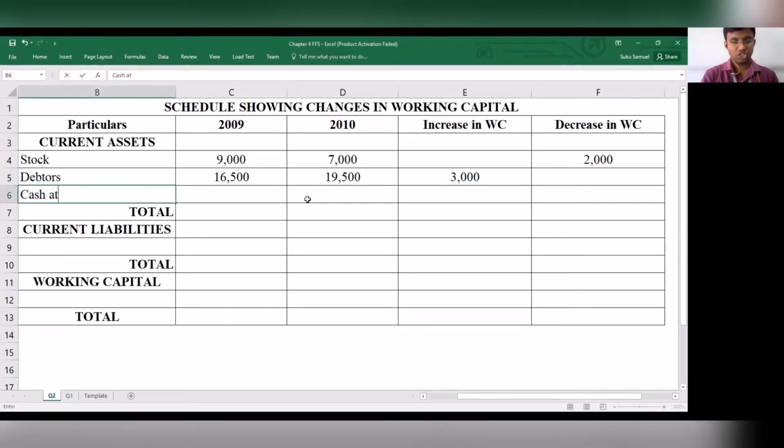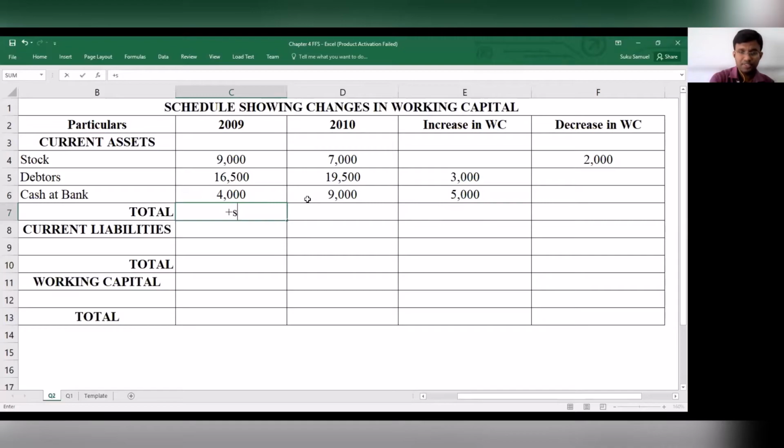Next one is cash at bank. First year's value is 4,000. Second year's value is 9,000. If you look at cash at bank, it has increased from 4,000 in 2009 to 9,000 in 2010. What impact is it having on working capital? Working capital has increased by 5,000.